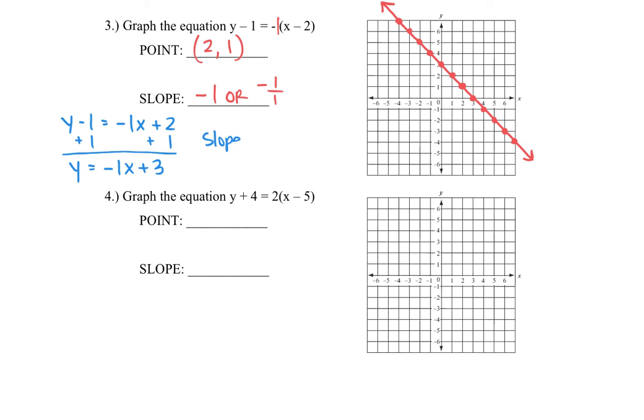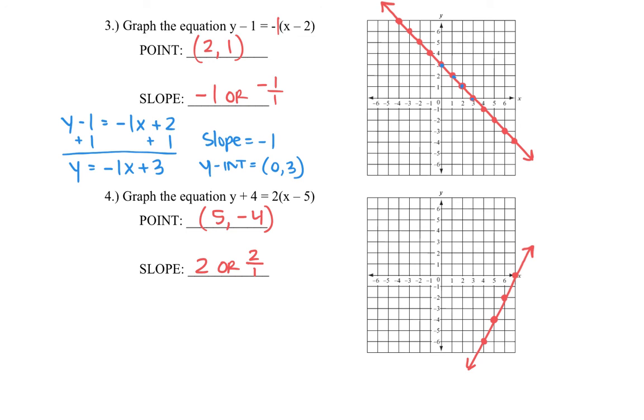So that's a slope of -1, which is the same slope we had before. The y-intercept would be 0, 3, and hopefully what you see is that's exactly the same line that you just graphed. All right, why don't you pause the video right now and try number 4. When you're ready, press play. All right, check your answer with mine.